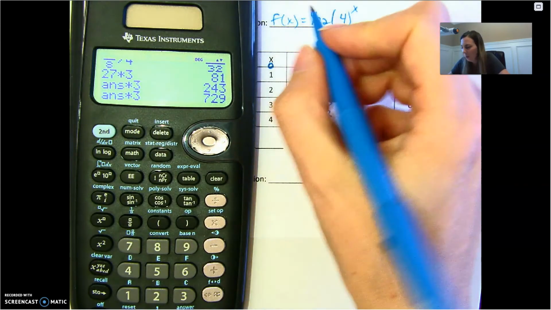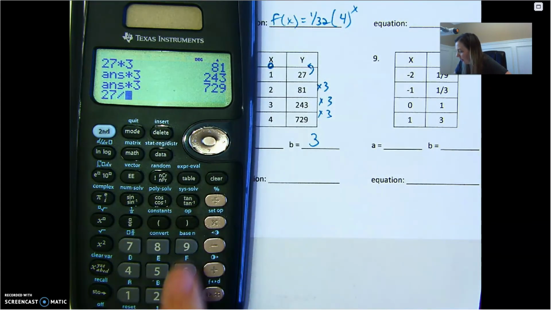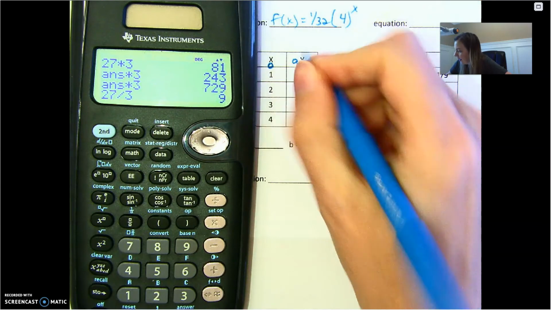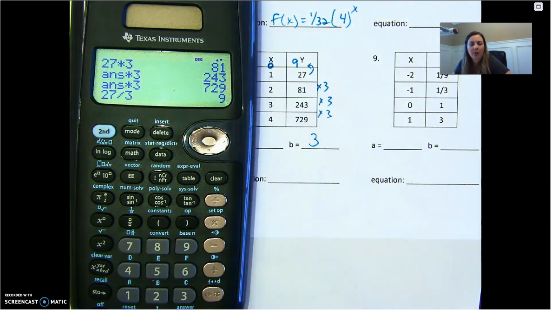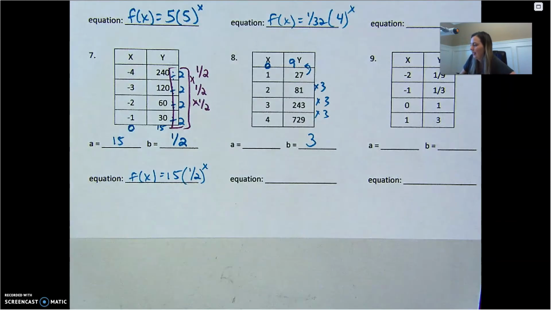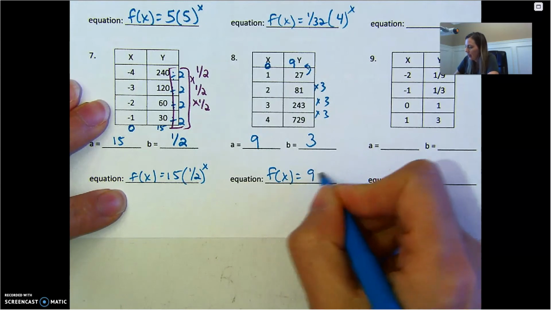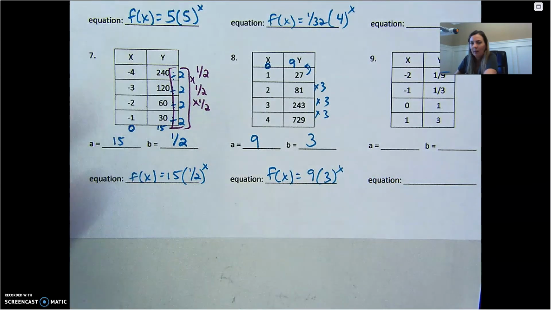All right, so if we go back in time, what's 27 divided by 3? That would be a 9, right? 9 times 3 is 27. Looks good. So our initial value, our y-intercept, is 9. Our equation is f of x equals 9 times 3 to the x.